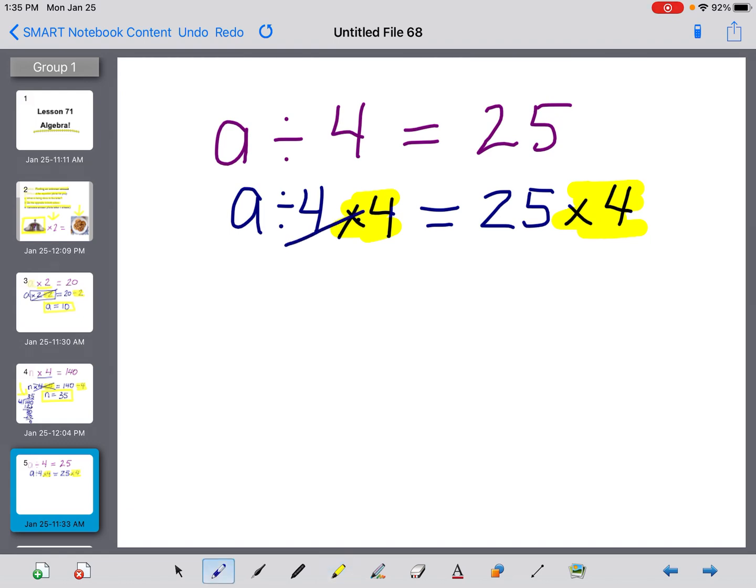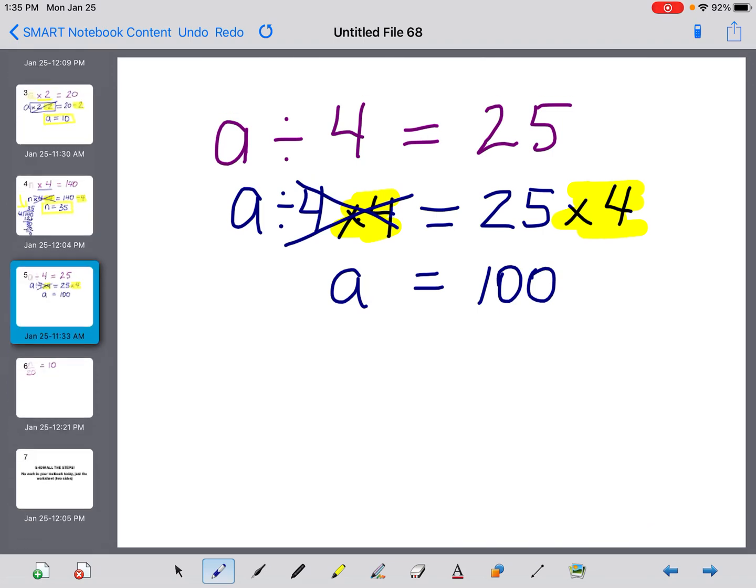All right, so dividing by 4 and multiplying by 4 cancels each other out. We end up with an A equals 100. If you think about money, you've got 25 cents. 4 of those equals 100 cents.